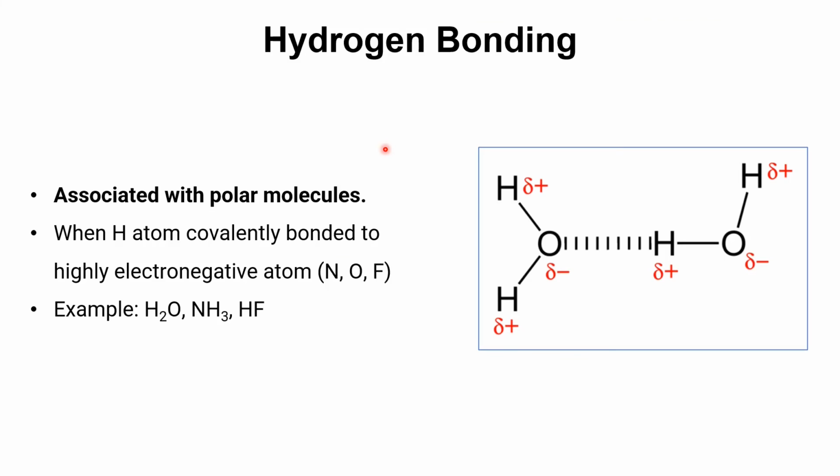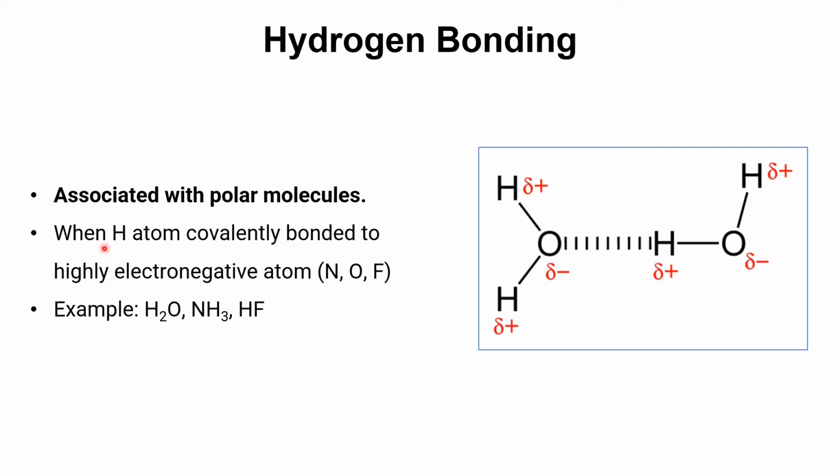Intermolecular forces were basically divided into two types. One was van der Waals forces and another was hydrogen bonding. So let's see the hydrogen bonding. Hydrogen bonding is associated with polar molecules. As you can see here, the water molecule is interacting with another water molecule, such that the oxygen has a hydrogen bond with the hydrogen atom of another water molecule.